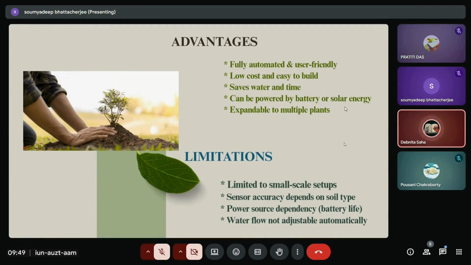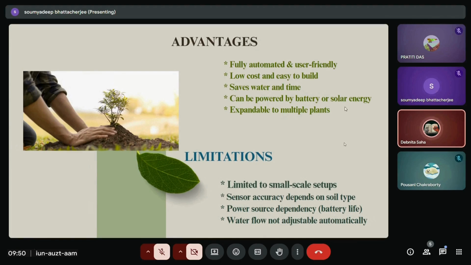The first and most striking advantage of this system is full automation. Once set up, it works independently. No human intervention is required. The soil moisture sensor keeps monitoring the soil continuously, and the Arduino decides when the plant actually needs water. This means that even if we forget to water our plants or we are away from home, the system takes care of everything automatically. For busy people, working professionals, or elderly individuals, this offers a huge convenience.